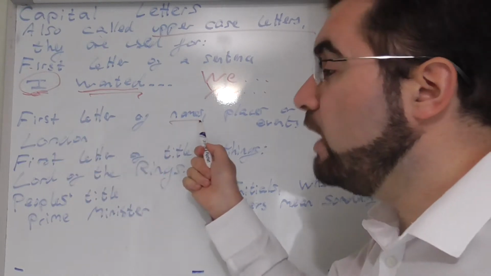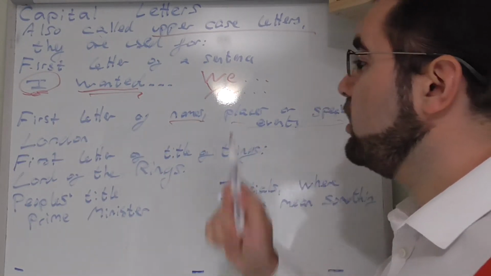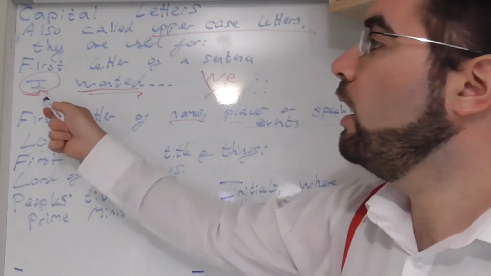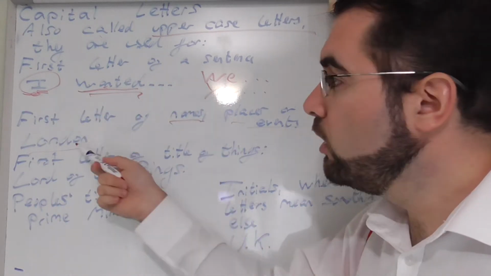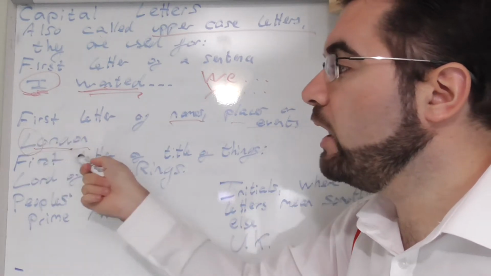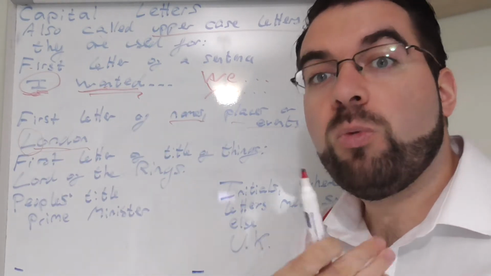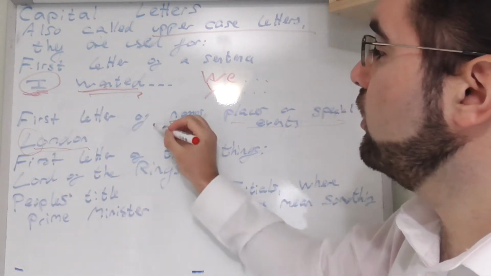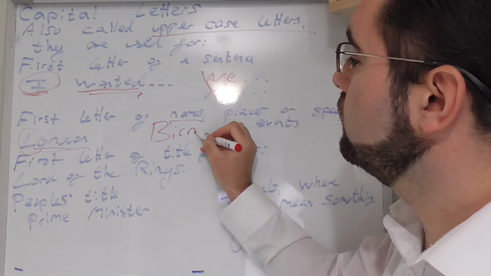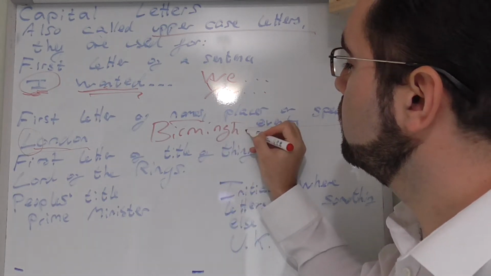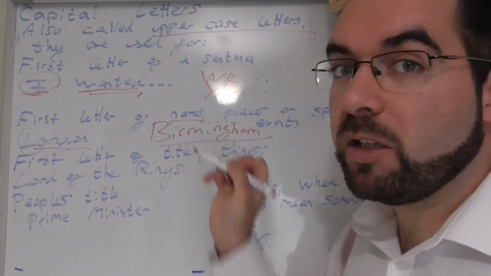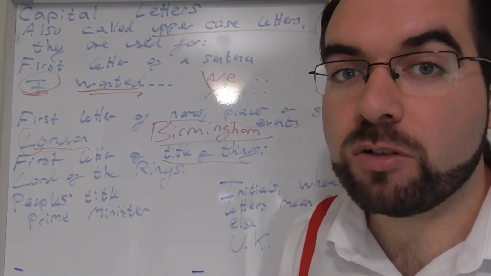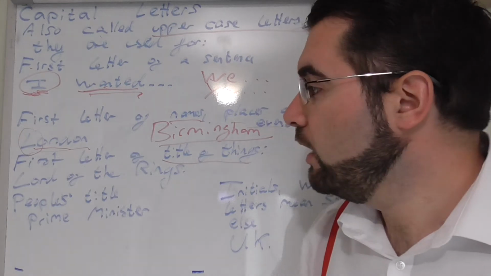The first letter of names, places or special events. So London, Birmingham, Wolverhampton. I wanted to go to London with a capital L, London. We needed to travel to Birmingham with a capital B, Birmingham.